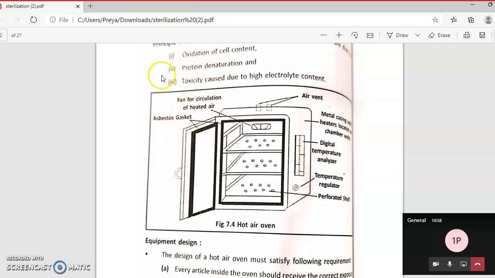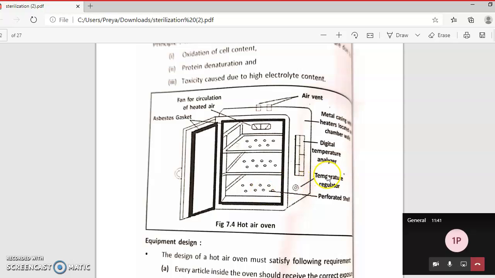Then there are fans for circulation of heated air. At the back side, an inbuilt fan is available. When the heat is produced by the heater and the fan starts, the heat is circulated. These three plates are called shelves, on which you keep your things for sterilization or drying. The shelves are perforated for easy distribution of the air, so your air can be easily distributed throughout each shelf.